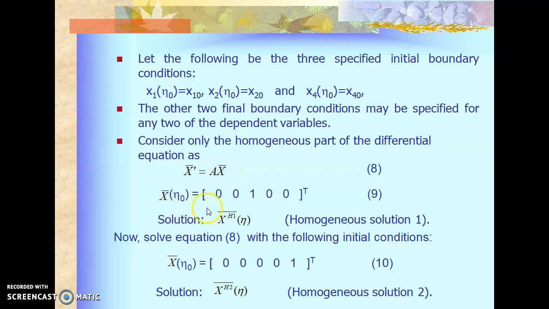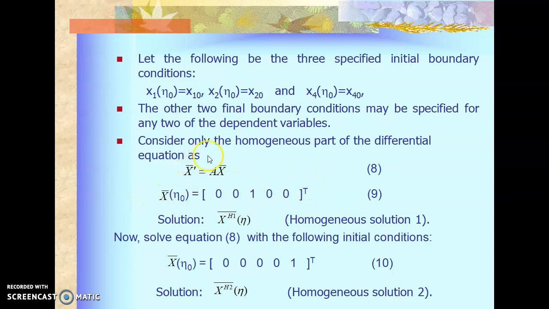How we got these initial conditions here is, in place of x3 we are taking 1, the rest of the values as zeros. Why have we taken x3 as 1 here? If you observe, x3 is not given at the initial point. That's why in place of x3 we have taken 1, whereas the rest of the values as zeros. This is how we get these initial conditions.